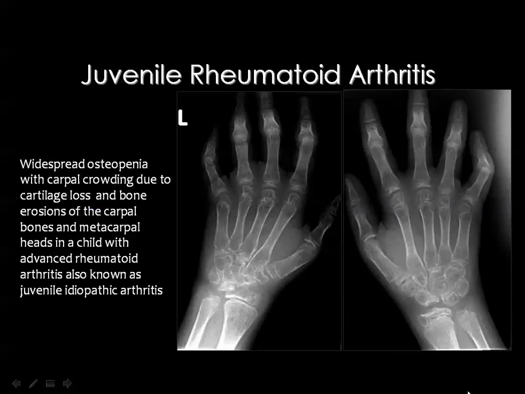Then if you look here, you can see significantly decreased bone density around the metacarpophalangeal and the wrist joint, which is usually associated with enlargement of the epiphyses due to hyperemia, and maybe early fusion of the epiphyses as well.